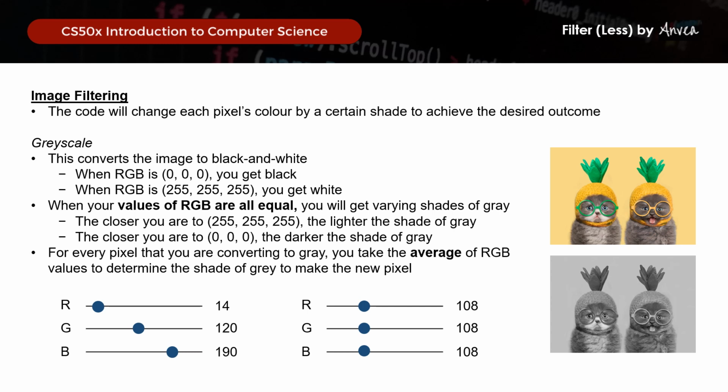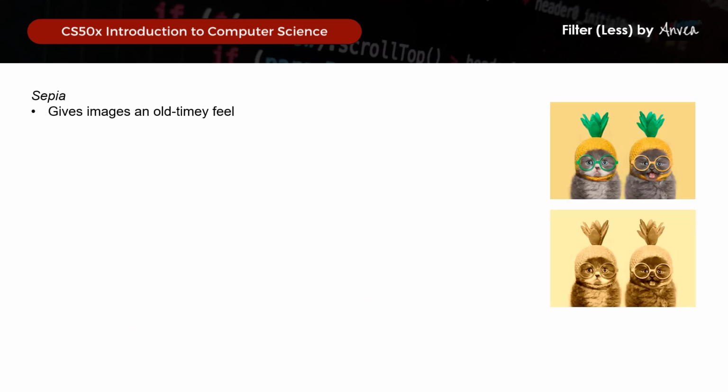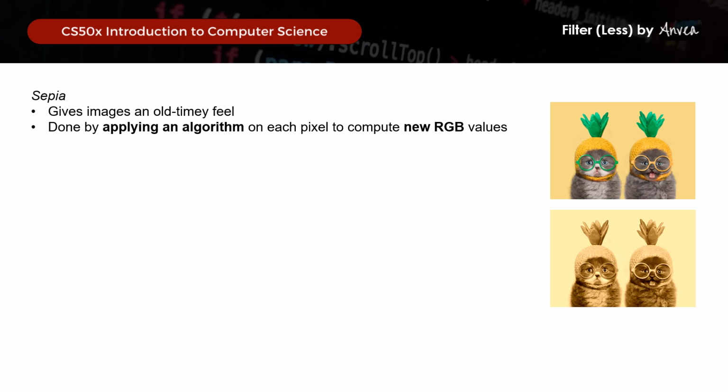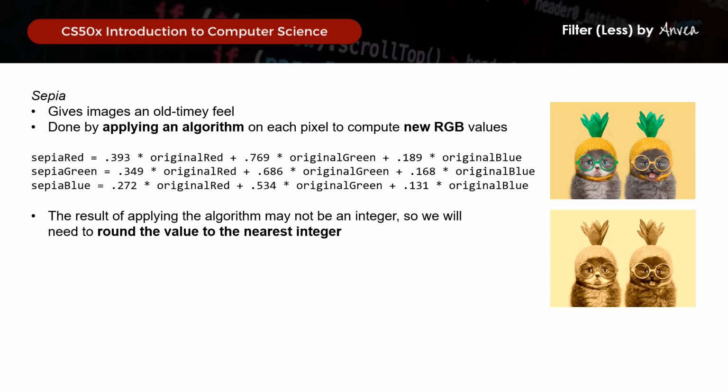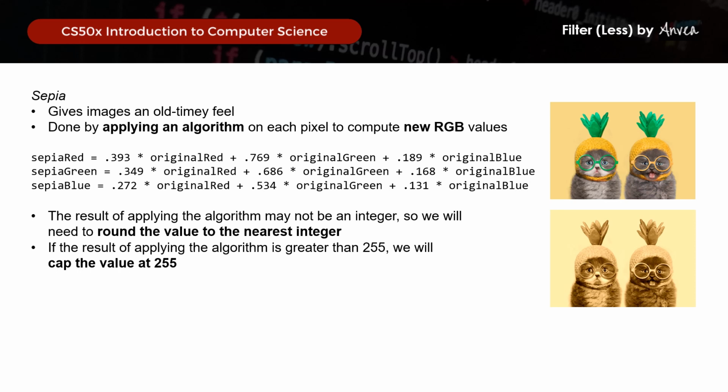Moving on to the next filter, Sepia, it gives images an old-timey feel. This is done by applying an algorithm to each pixel. Since the resulting value may not be an integer, after we apply the algorithm, we need to round the value to the nearest integer. And if a new value is more than 255, then you need to cap the value at 255.